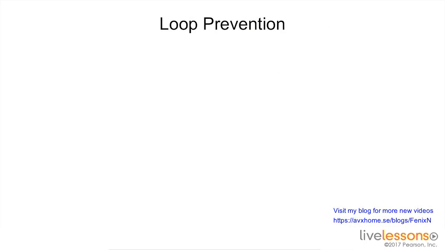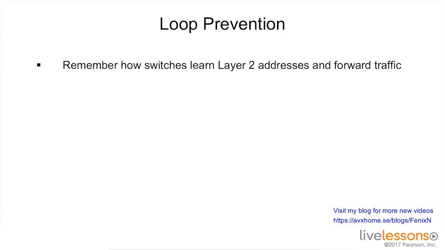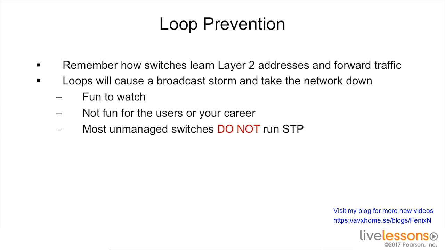In order to understand spanning tree, we have to remember how switches learn layer 2 addresses and forward traffic. If you remember, as a frame arrives at a switch port for a destination that the switch doesn't know about, it takes that frame and forwards it out all of its ports. If you happen to get a loop, it will cause a broadcast storm and could possibly take the network down.